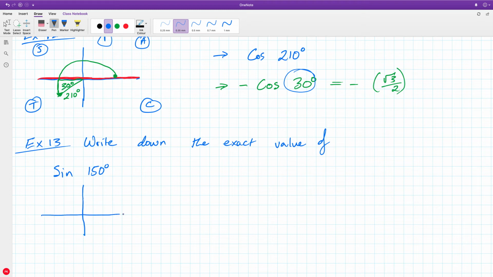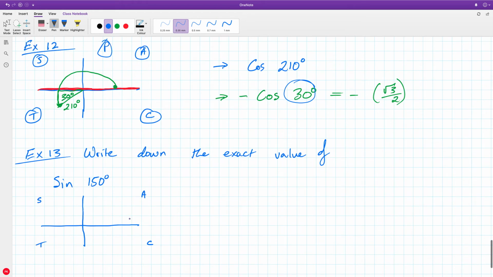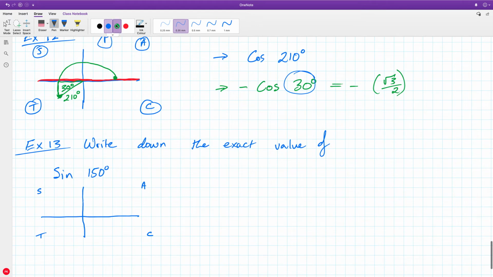Right, the sine of 150 then, so draw your little unit circle again. C, A, S, and T. We have the sine of 150 degrees. So working off our line again, we go over as far as about here, and that is 150 degrees, yeah? Up, down, what's that in there going to be? 30 degrees, exactly.